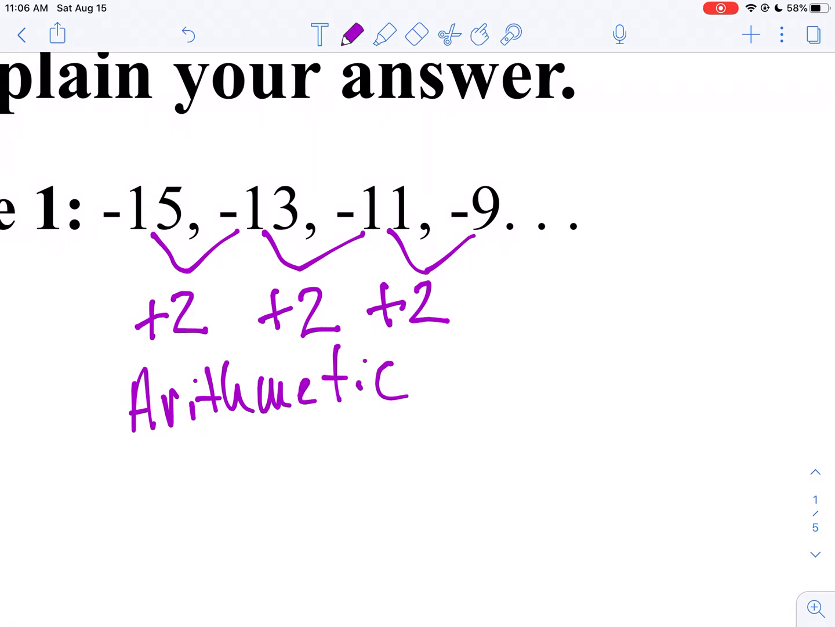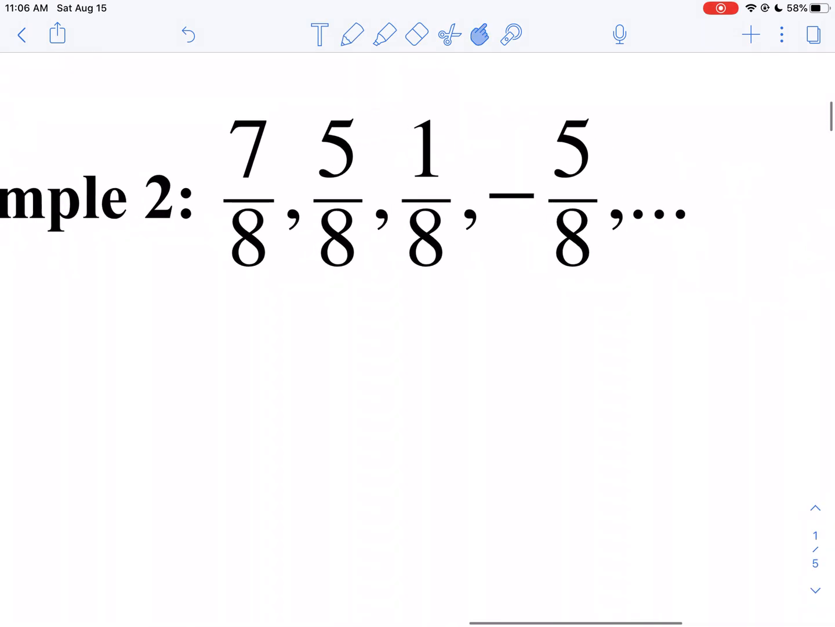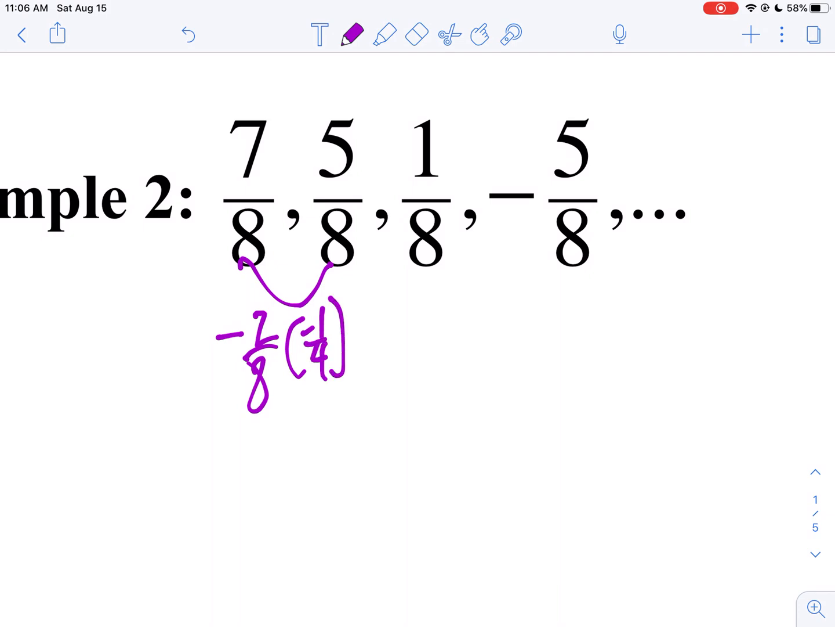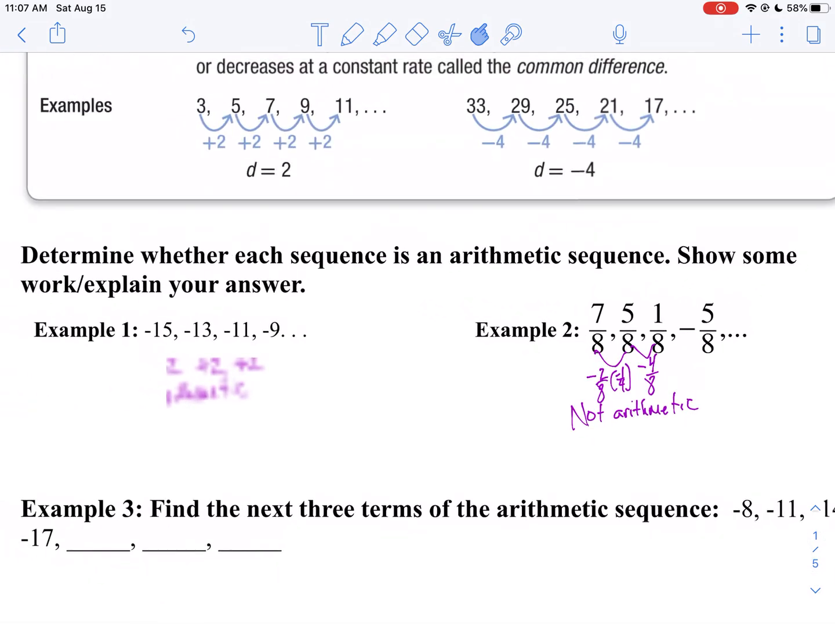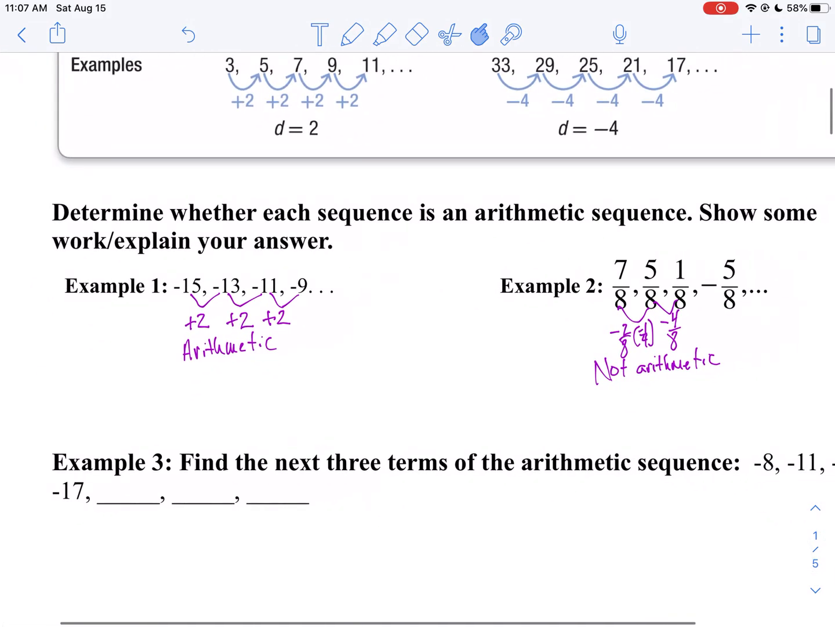Now let's take a look at the second example. From 7/8 to 5/8, it looks like we're going down by 2/8, or you can say negative 1/4 if you want to reduce that. From 5/8 to 1/8, looks like we're going down by 4/8. Uh-oh, they're not the same, are they? So this is not arithmetic. Let's go back and read the directions to make sure we answer. Yep, we showed our work and we explained it.